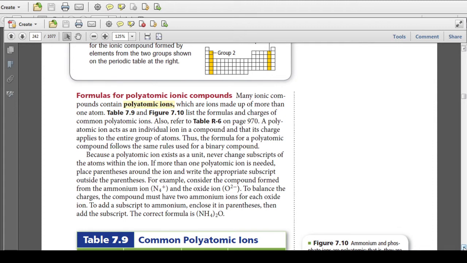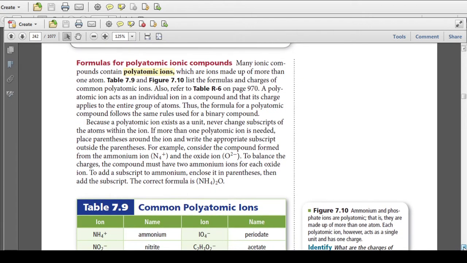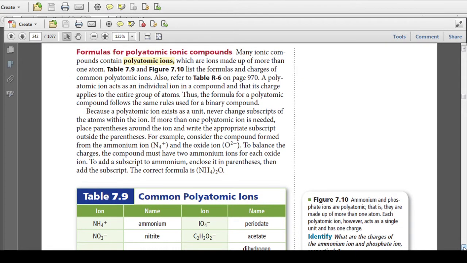A polyatomic ion acts as an individual ion in a compound, and its charge applies to the entire group of atoms. Let me say that again. A polyatomic ion acts as one individual ion in a compound, and that charge applies to that whole group of atoms, and that whole thing is charged. Thus, the formula for a polyatomic compound follows the same rules used for a binary compound. Because a polyatomic ion exists as a unit, never change the subscripts of the atoms within that polyatomic ion.